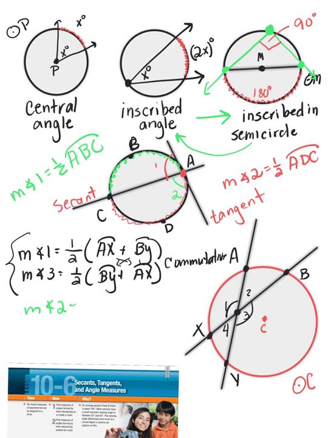Now let's look at angles 2 and angle 4. The measure of angle 2 is 1/2 of its arc, which is AB, and its vertical angle, which is angle 4, its arc, which is XY. The measure of angle 4 would be 1/2 of its arc, XY, plus its vertical angle's arc. Its vertical angle is 2, and 2's arc is AB.